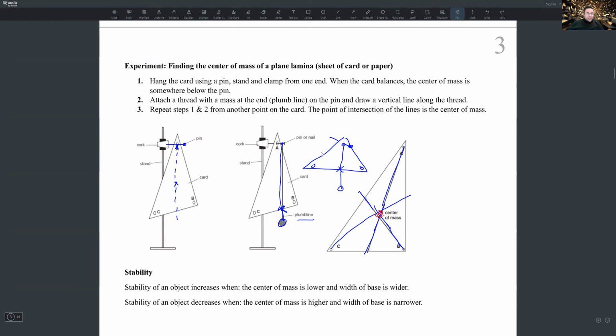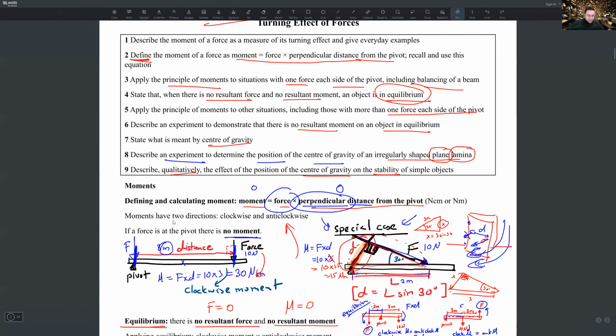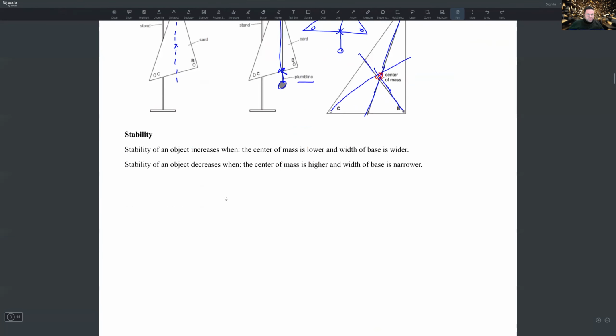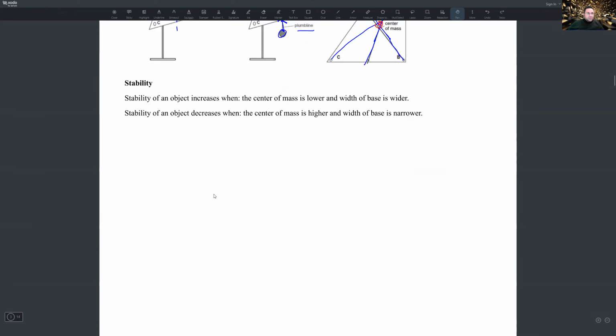طيب. آخر حاجة كان طلبها مني فوق هنا, if you remember, was to describe the effect of the position of the center of gravity and stability on a simple object. Stability معناها إيه؟ إن the object does not fall over when you tilt it, لما تميلها. It's not about pushing it hard. It's not about the force.